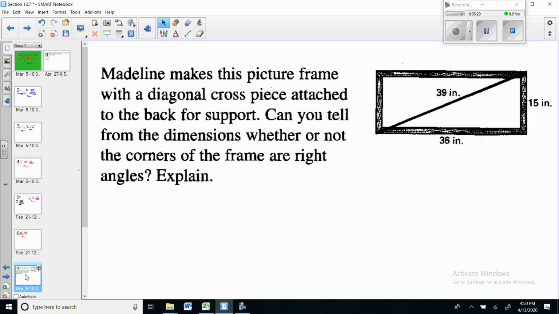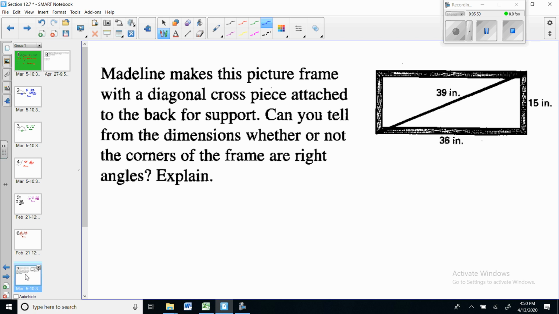And when I built my barn, I made sure that my dimensions were such that I could determine if my barn was square by finding the side lengths. So when I took my barn, I made it 12 by 16 so I could measure my diagonal of 20 to make sure that I had a Pythagorean triple. Okay. Madeline's going to do something very similar.